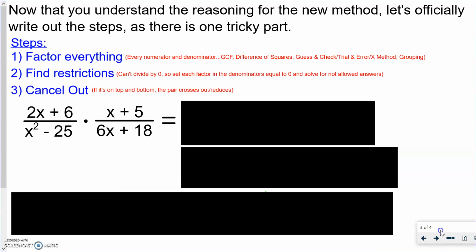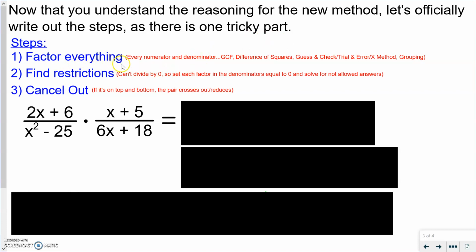So now that you understand the reasoning for the new method, let's officially write the steps, as there is one tricky part. So step 1, factor everything, every numerator, every denominator. Remember, you do GCF first. Then if it's 2 terms, you do difference of squares. If it's 3 terms, you can do guess and check, trial and error, X method, grouping, whatever your teacher showed you.